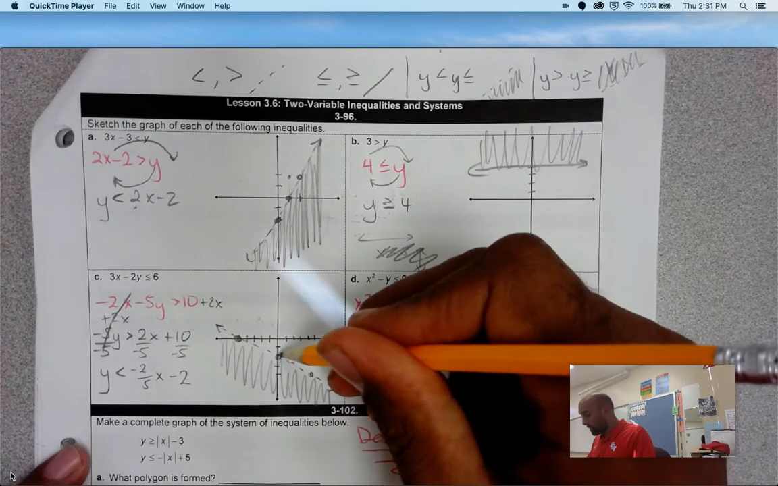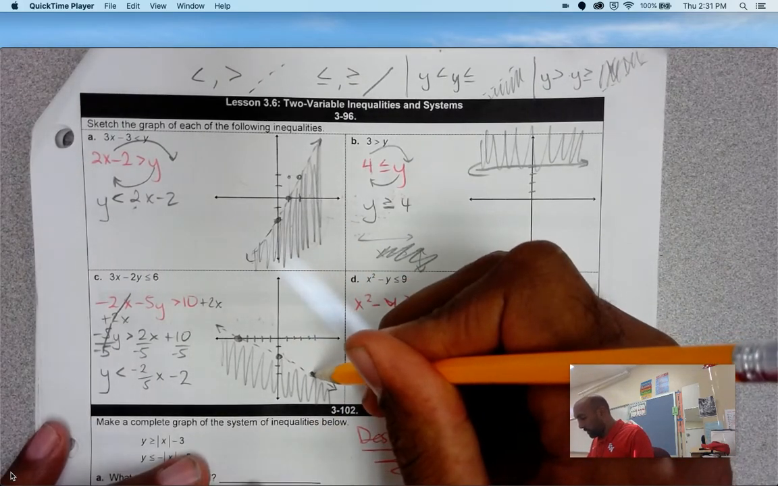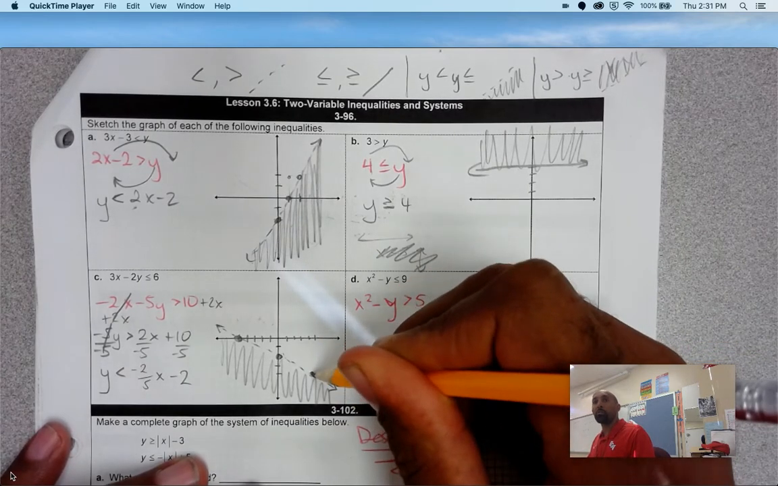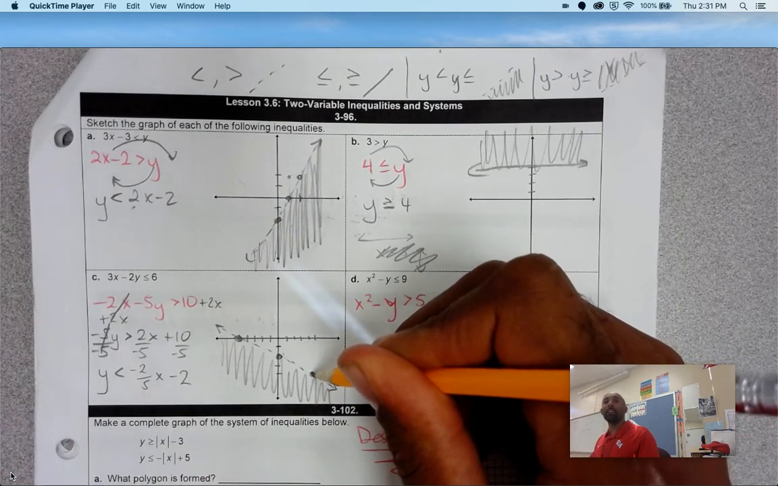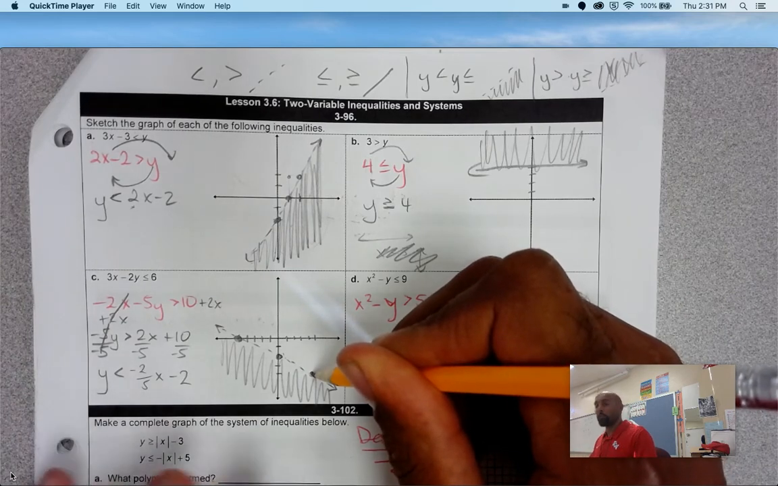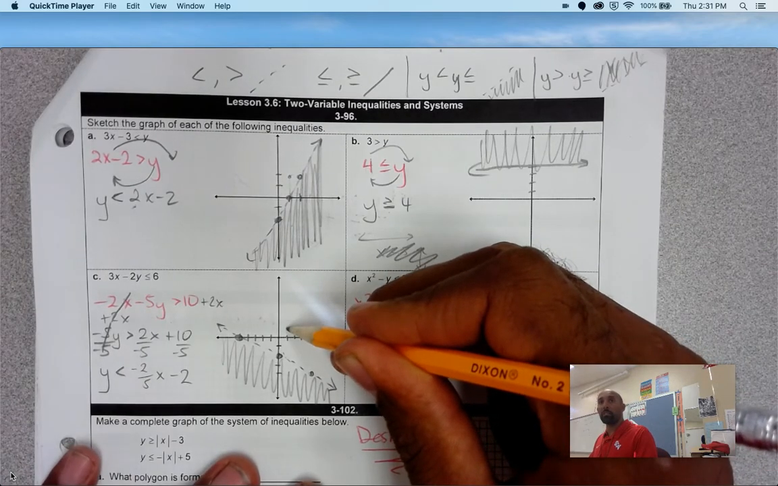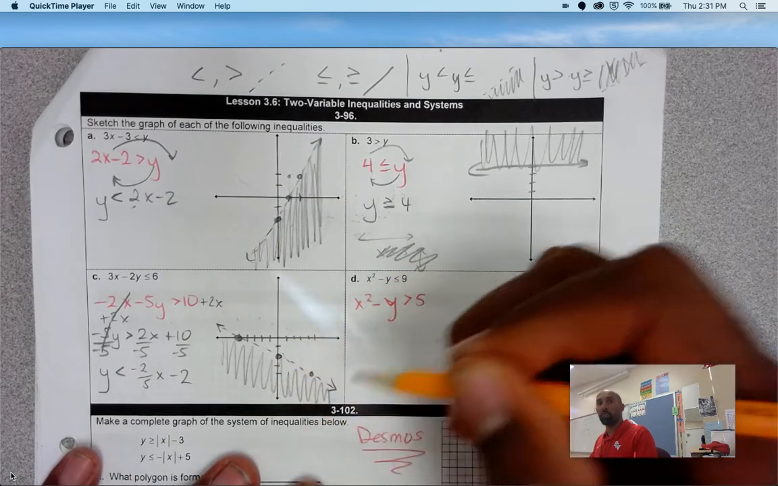So for instance, this point right here is 5 and -4. You would say that's not a point included in the graph. It's not a solution to this equation. Or if you pick a point out here that's out of the shade, that's also not a solution. It would have to be somewhere in the shaded area.